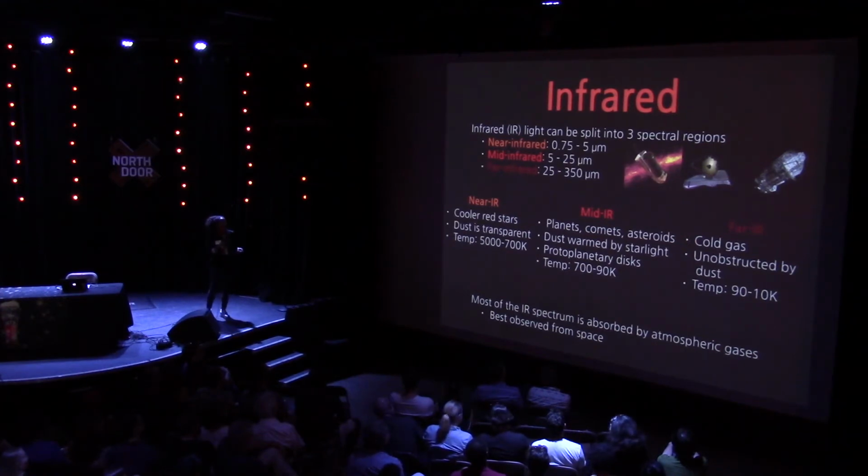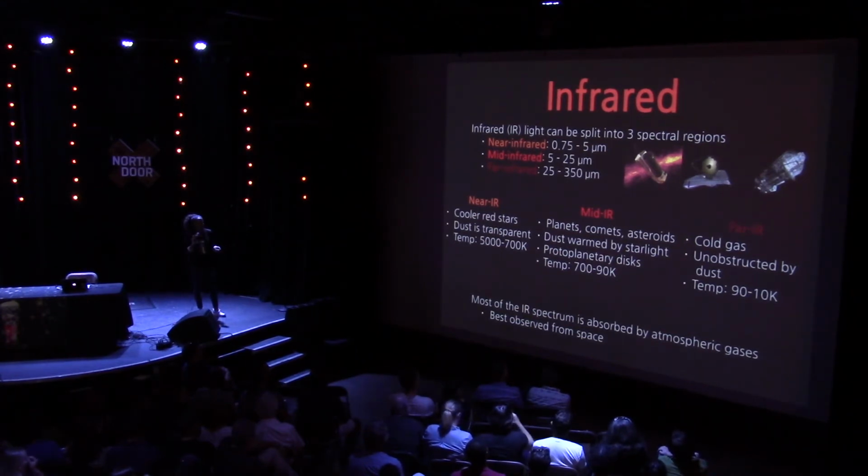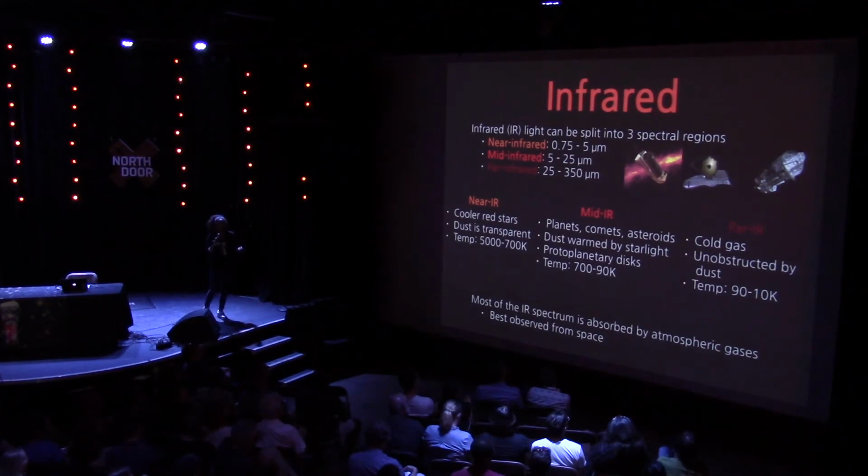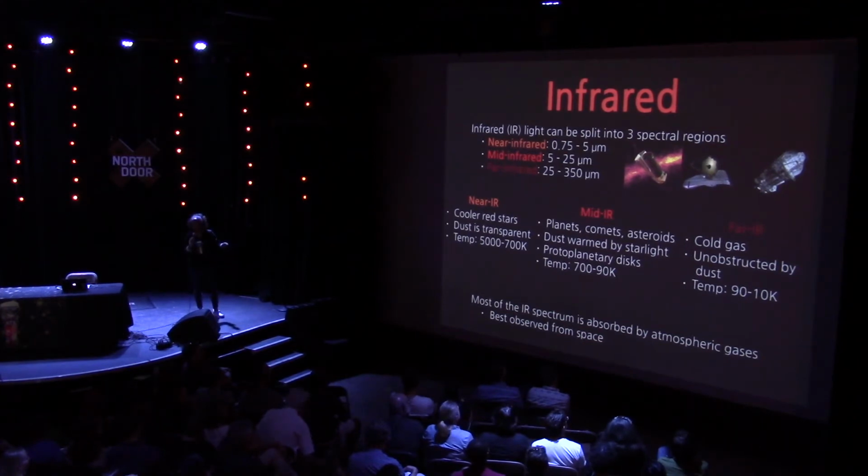So in the near infrared, you're going to be able to see cooler red stars, and dust that normally blocks out light to our eye becomes transparent and you can see through it. Then as you go to the mid-infrared, you can start to see thermal radiation from planets and comets and asteroids. You can see dust that's been warmed up by starlight. And then as you go to the far infrared, you're getting to really cold gas. So as you go to longer wavelengths, you're tracing colder objects.